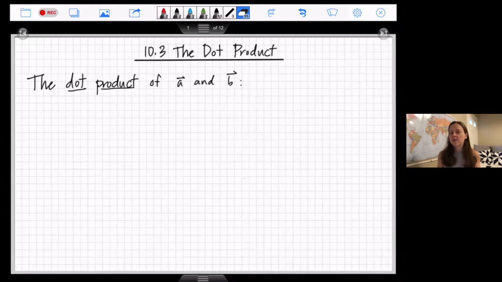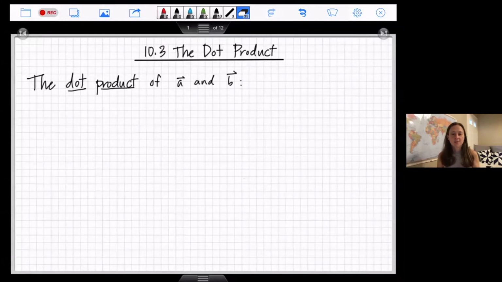We've already done a little bit of vector arithmetic. We've added vectors, we've subtracted them, and we've multiplied them by a scalar. So today we're going to talk about one of the two ways that we can multiply two vectors together. So we have two kinds of products for vectors. We have the dot product and the cross product. So the dot product is section 10.3.